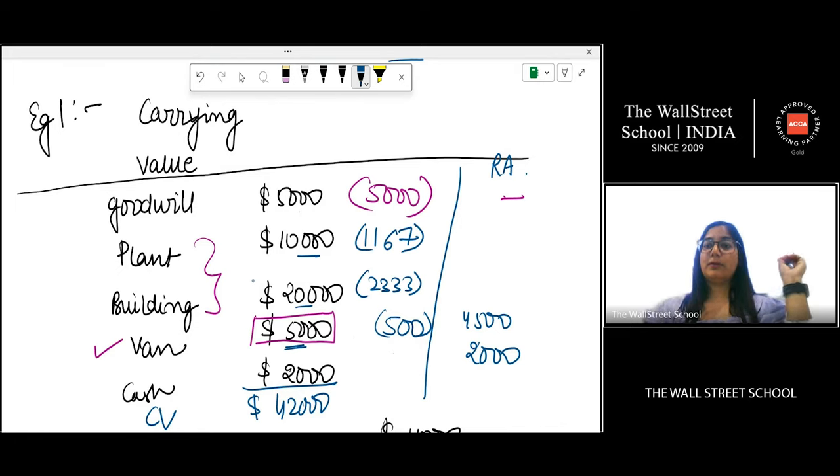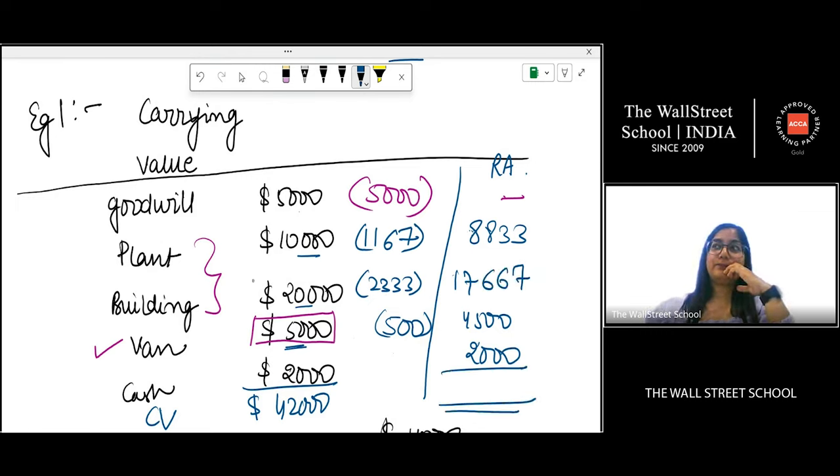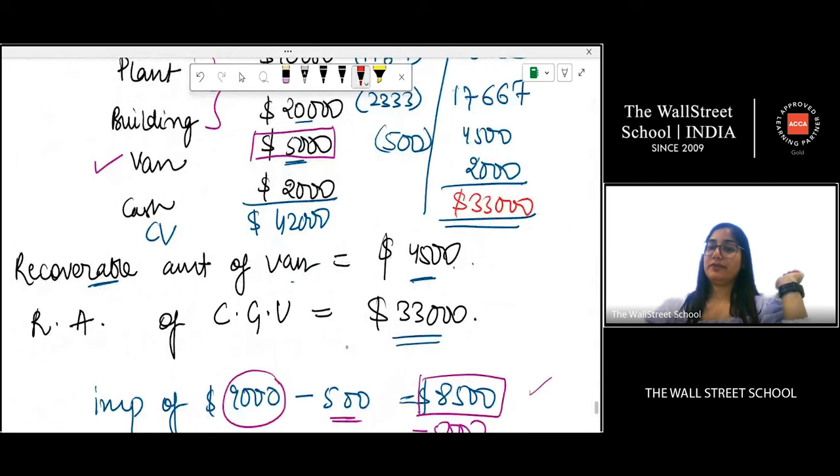ठीक है, so what is the recoverable amount here, what is the balance here? 10,000 less 1167. 1167 minus करके 10,000 में से कितना आएगा? 8,833. और 20,000 minus 2333, 17,667. अब इन सबको एक बार टोटल करके बताओ मेरे को कितनी आ रही है रिकवरी पर. I'll repeat the question again. और क्वेश्चन में हमें कितनी गिवन थी? 33,000. तो इससे आपका आंसर क्रॉस चेक हो जाएगा कि आपने सही कहा, समझ गए?